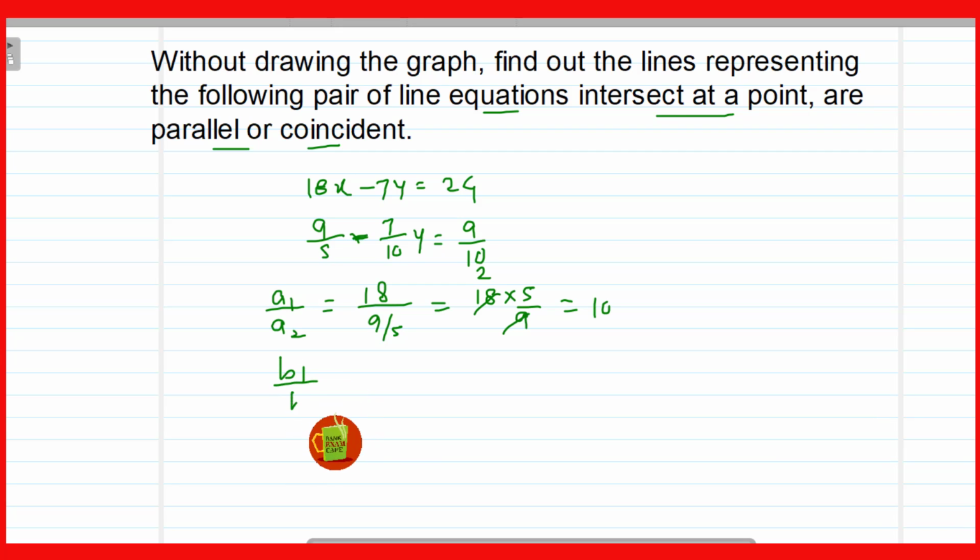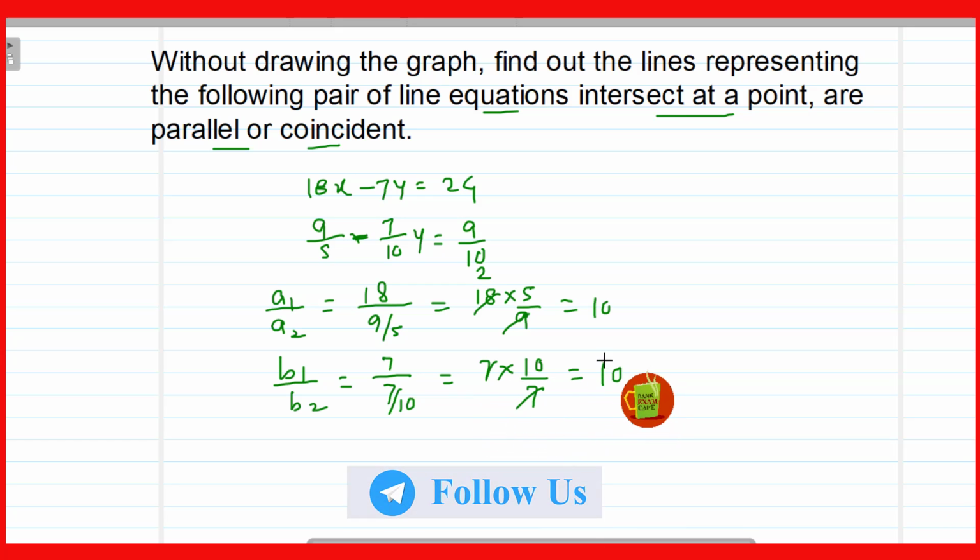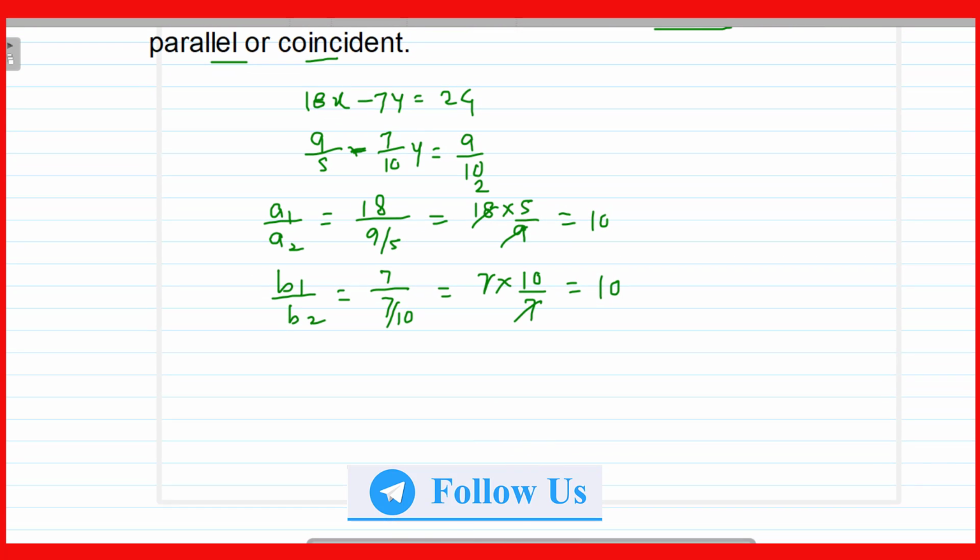Similarly, find b1 upon b2. b1 upon b2 is equal to what? Minus 7 upon minus 7 by 10, so it will be plus 7 upon 7 by 10, which is equal to 7 into the reciprocal of the denominator, so it will be 10 by 7. 7 and 7 will get cancelled, and which is equal to 10. Now move to the next, that is c1 upon c2.